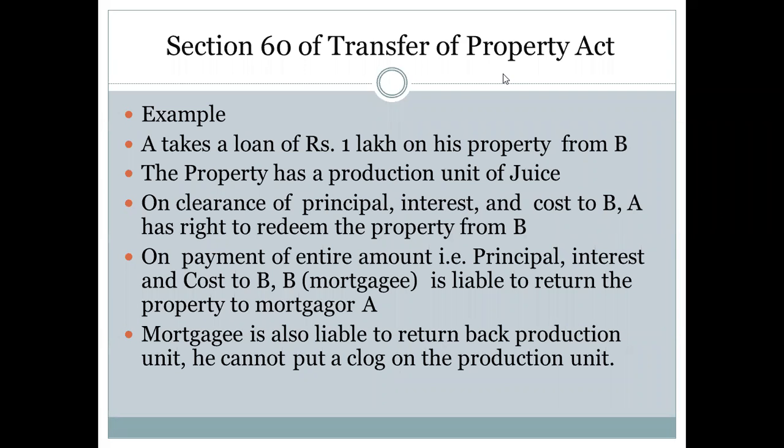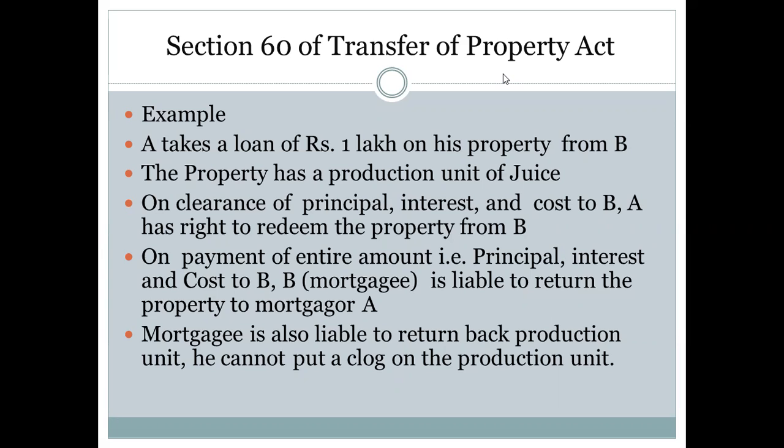Hello everybody. Let us talk about Section 60 of Transfer Property Act. Let us start with an example. A takes a loan of rupees 1 lakh on his property from B. Now in this case, A is a mortgager and B is a mortgagee.